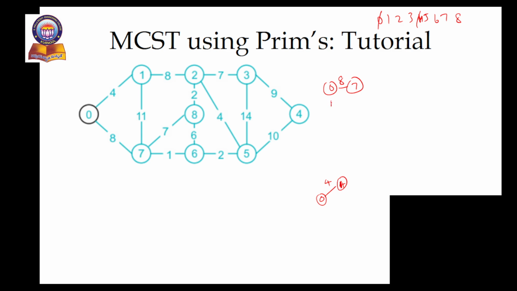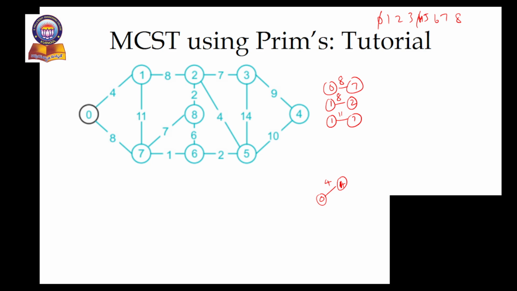So from 1 we can reach 2 with the edge cost 8, and from 1 we can reach 7 with the cost equal to 11. And out of these, what is the minimum? Here we can consider there are two minimums, that is 0 to 7 with the edge cost equal to 8, and 1 to 2 with the cost equal to 8.